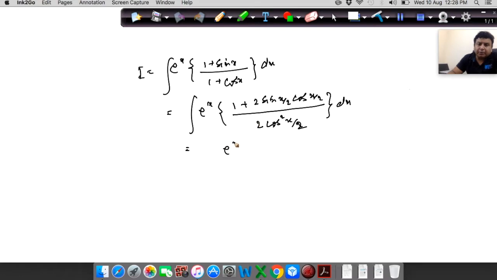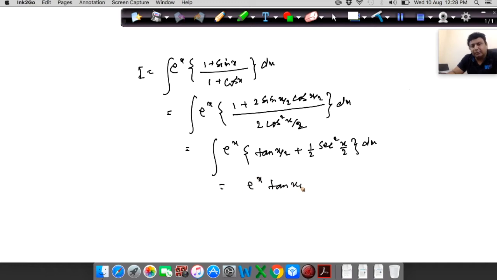Split it now, make it e to the power x, 2 sin x by 2 cos x by 2 upon 2 cos square x by 2, which is giving me tan x by 2 plus half sec square x by 2. I have written this outcome first and then I wrote 1 upon this, because 1 upon cos square is sec square. Why have I written it like this? So that we can see directly that the f(x) plus f dash x format is coming. So it's e to the power x into tan x by 2 plus c is the answer, following the same format again.